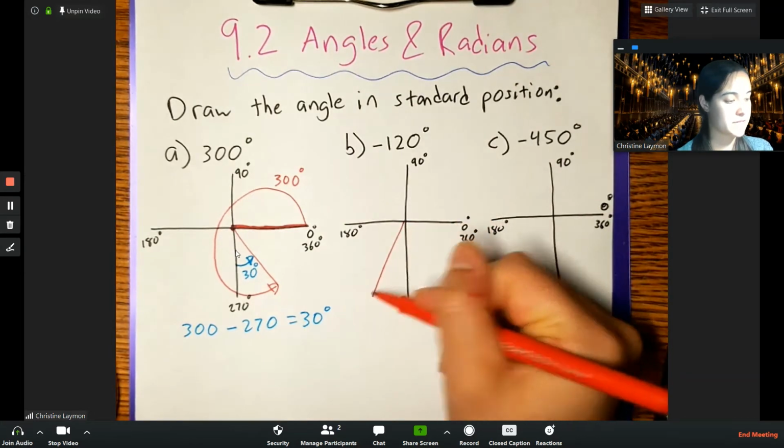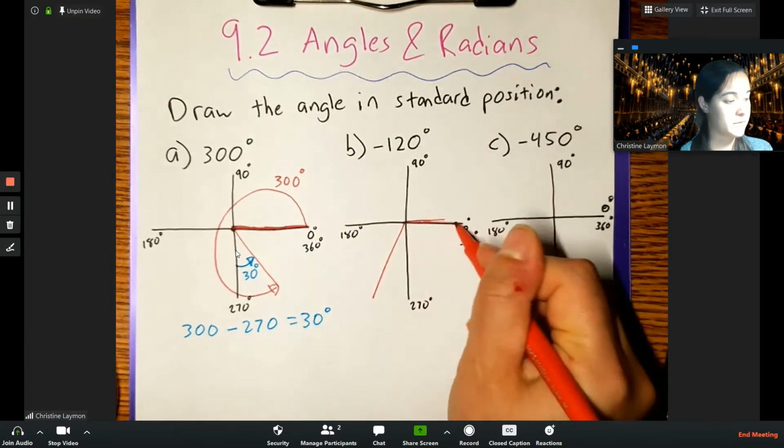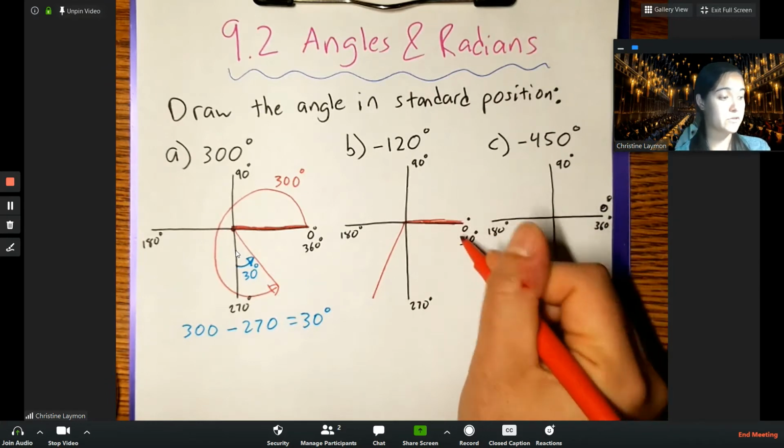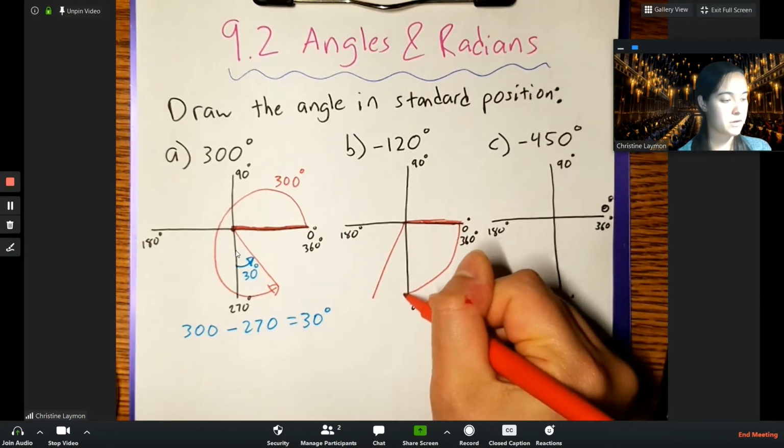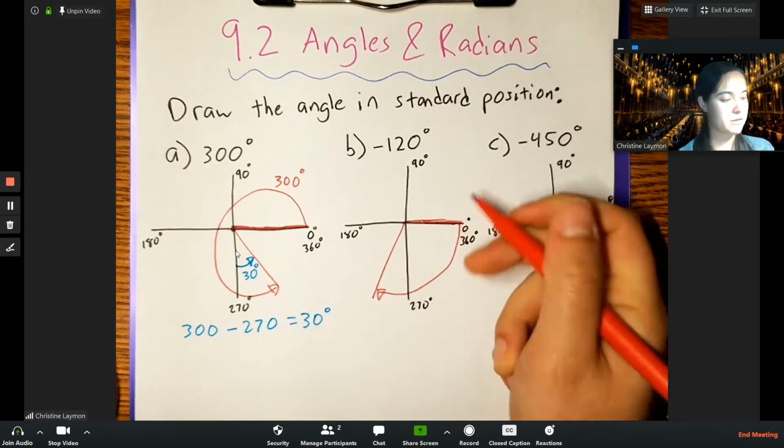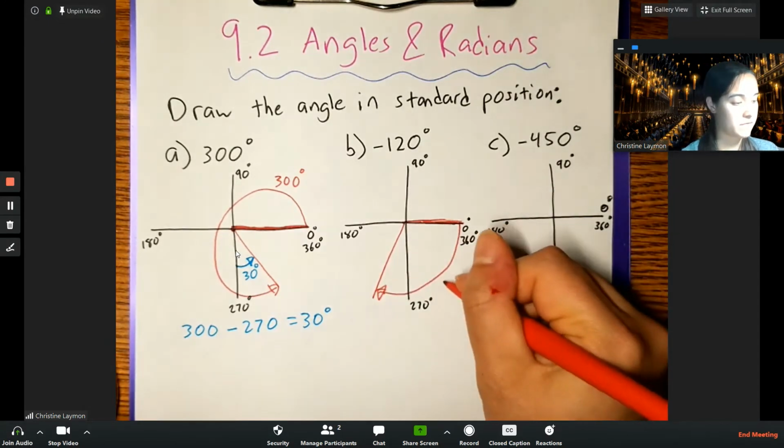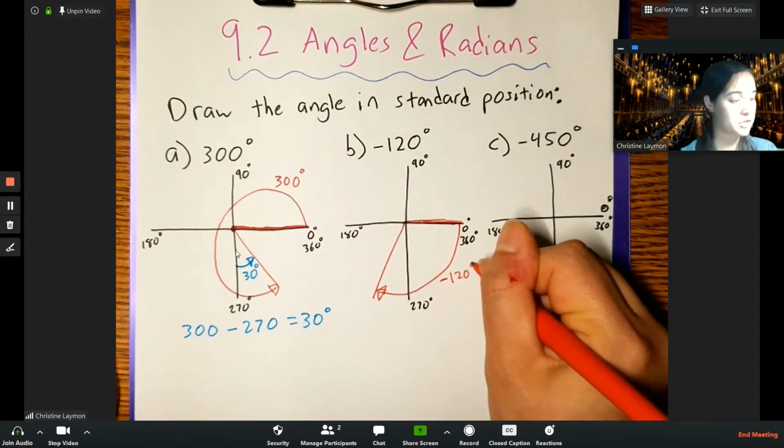So let's come down to here. And again, here is my initial. I'm going negative, so I've got to go clockwise this time. I'm coming this direction here. So I go that direction. I have now gone negative 120 degrees.